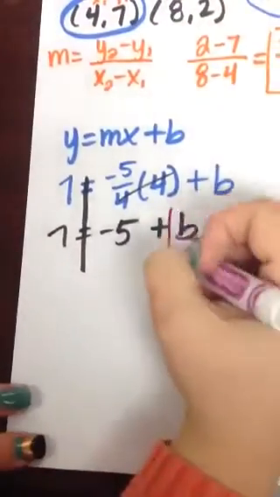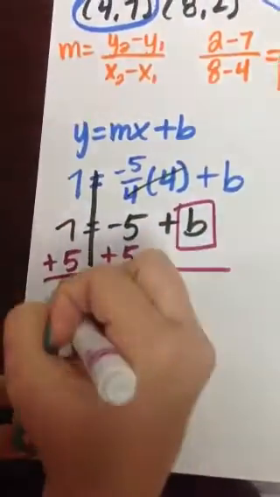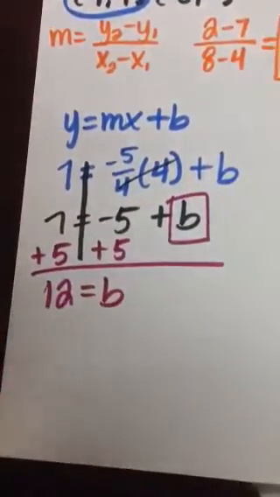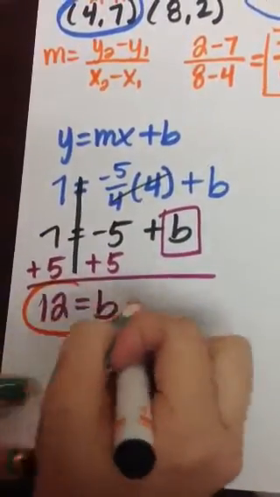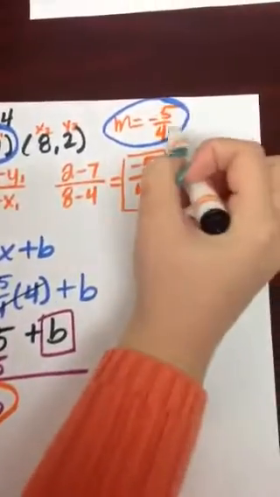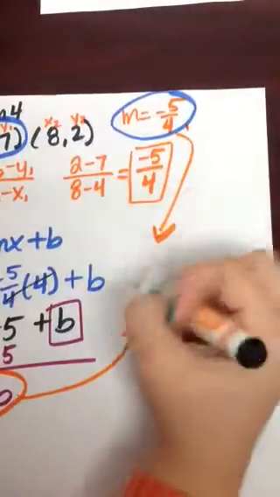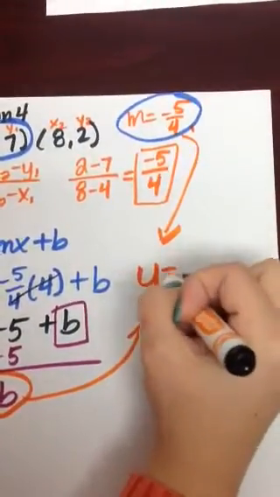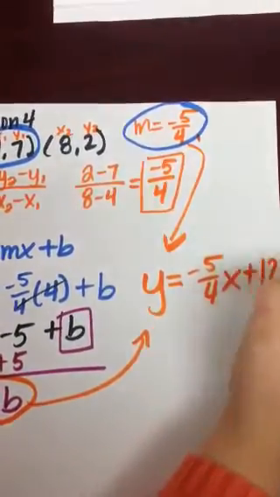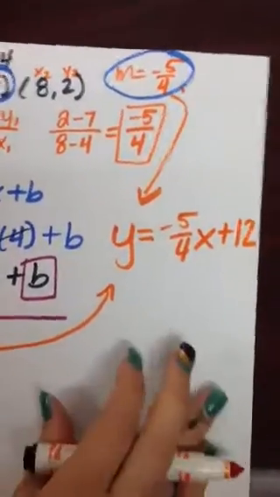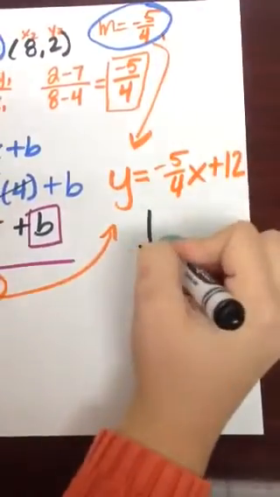Our ultimate goal is to get b by itself, so we add 5 to both sides, leaving you with 12 equals b. And remember, we're not finished. You got to take your b and your original m up here, and you're going to plug them in to your final y equals negative 5/4 x plus 12. Now if they want the answer in standard form, I'm just going to rewrite it down here so we have room.